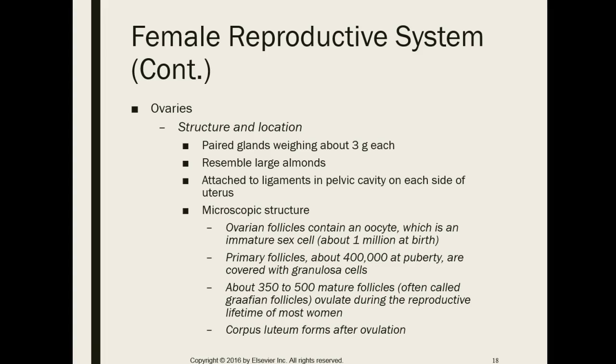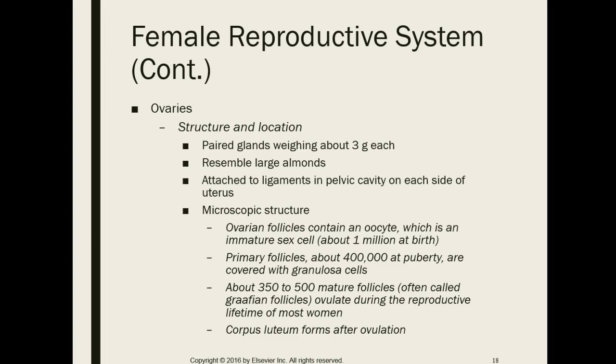So we'll talk about the ovaries first. They're paired glands, so we have 2, one on each side, weighing about 3 grams each. They resemble a large almond in shape and size. They're attached to ligaments in the pelvic cavity on each side of the uterus. This is what keeps the ovaries in place so that they stay close to the tubes where they're supposed to.